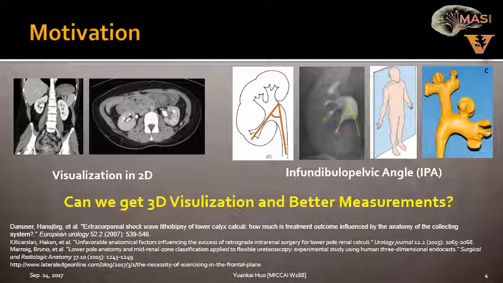Or can we get better measurements for the IPA? Because the IPA is typically collected from the coronal view of a 2D slice. But when you look at the rightmost figure, the pelvis is a 3D structure which is very likely not parallel to the coronal view, or even with the patient's body moving. So if we do the measurement on the coronal view, very likely we will overestimate or underestimate. So can we do better measurements on IPA or even get other measurements?